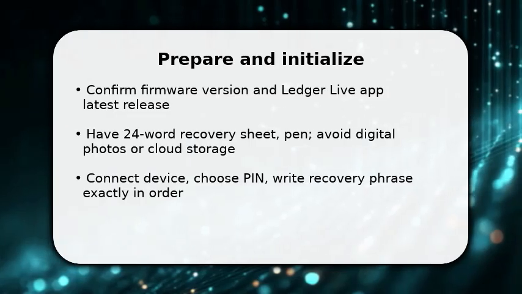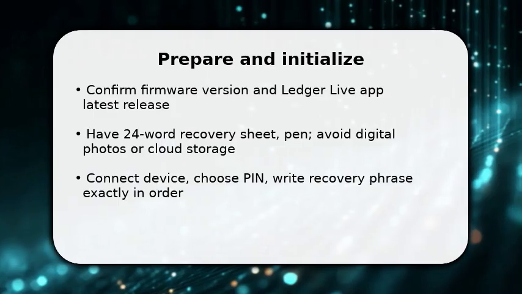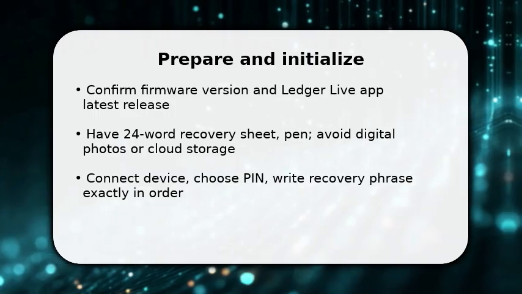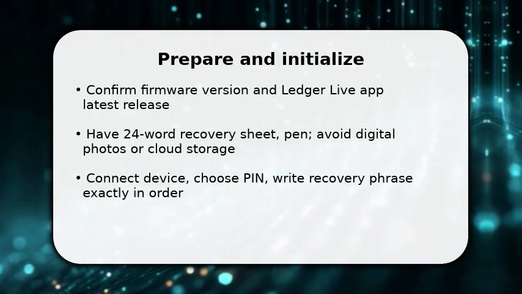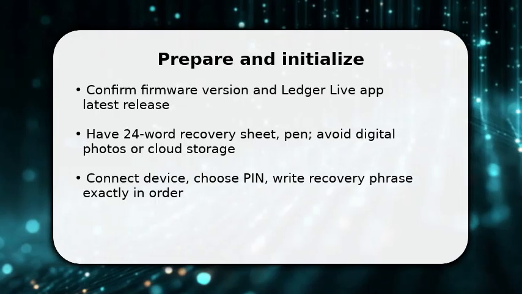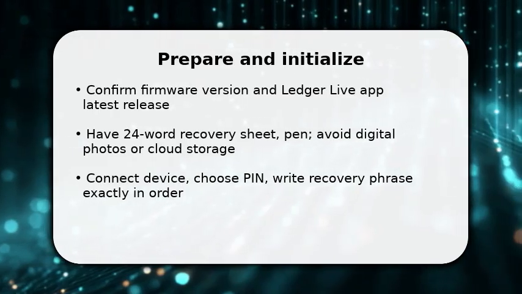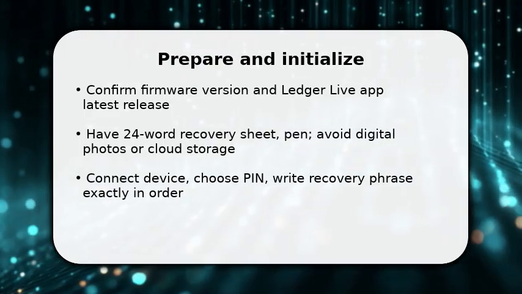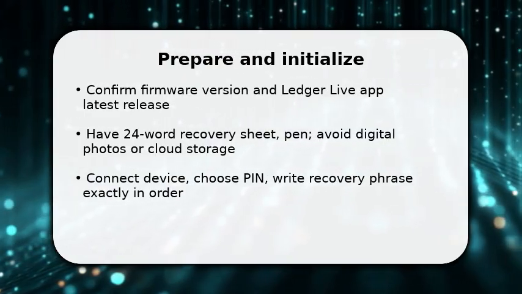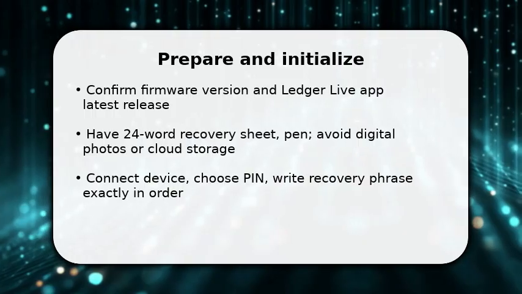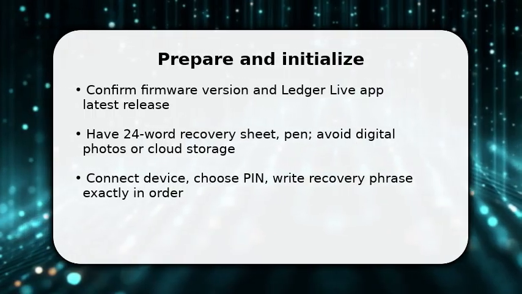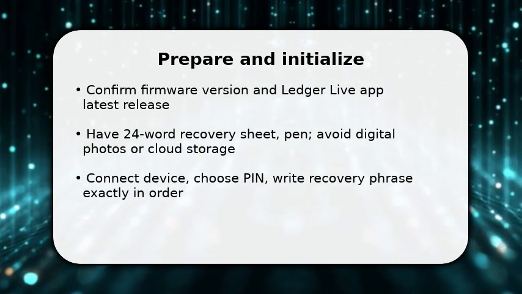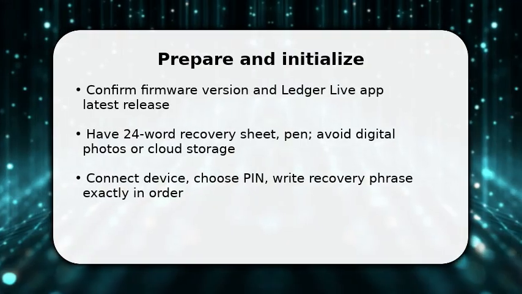You start by verifying firmware and opening Ledger Live. This reduces compatibility issues. Once connected, set a PIN you can remember but others cannot guess, because the PIN protects device access. Then generate and write your 24-word recovery phrase on the supplied sheet. Do not store it digitally. Make sure to double-check each word's spelling and position, because a single error prevents wallet recovery. After that, confirm the recovery phrase on the device to complete initialization and move to app setup.